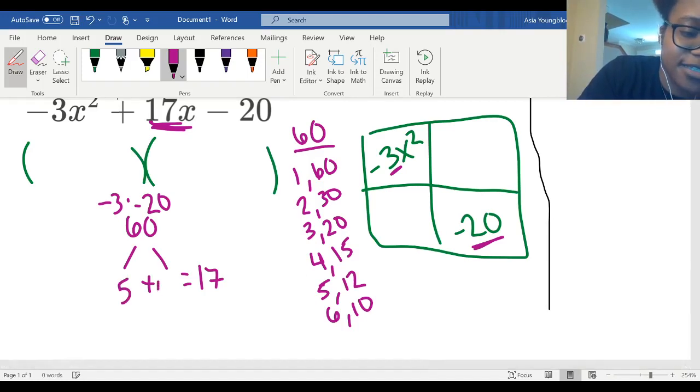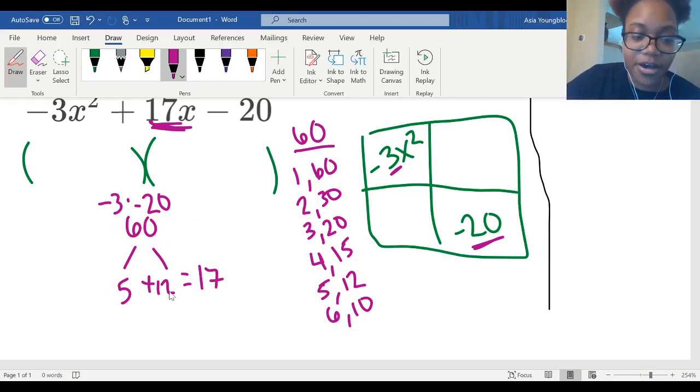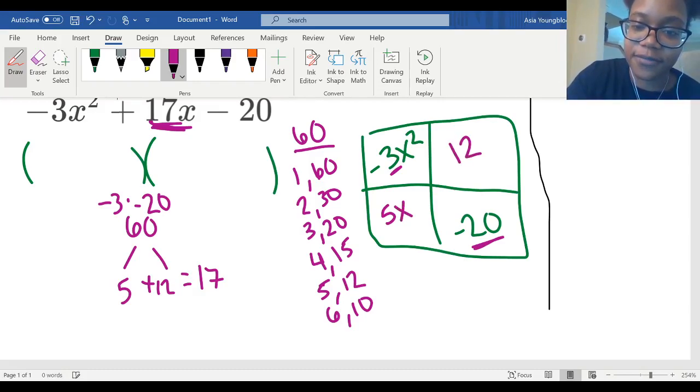Again, that's just something that comes with practice and patience to be able to see that this is going to be the best option. If you didn't know off the top of your head, you could have tried negative 3 and 20, but you also have to verify that it multiplies to positive 60, which it does not. Regardless, our answer for these two boxes is going to be 5x and 12x.